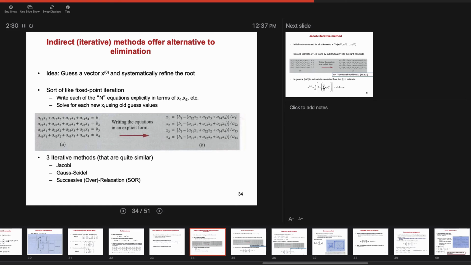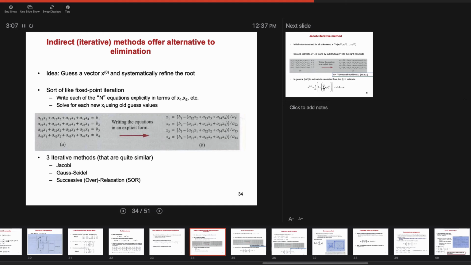I look at my system, and here I have a system that is 4 by 4. I look at my system and rearrange it. In this first equation, I leave the term a11x1 on one side and divide by a11, and I put everything else on the other side. When I do that, I have b1 minus a12x2, a13x3, a14x4, divided by a11. So I have x1 equal to something else that doesn't depend on x1.